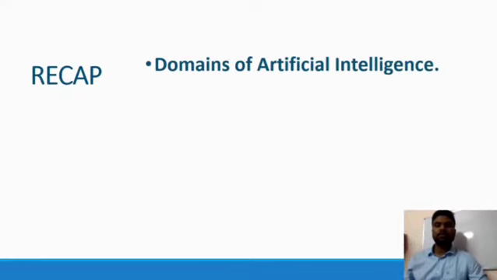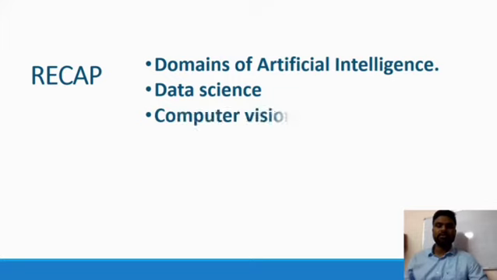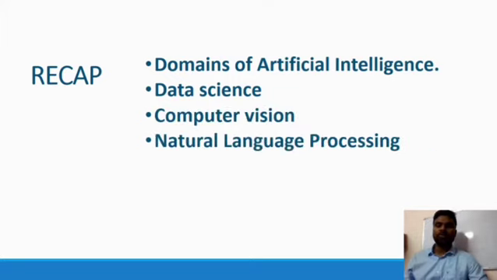So let's have a quick recap of the topics that we have seen in our previous session. In our previous session, we have seen domains of artificial intelligence, how artificial intelligence has been subdivided into a few subfields or domains. Mainly, artificial intelligence has been subclassified into three domains, that is data science, computer vision and natural language processing. So we had an overview of all the three domains of artificial intelligence.